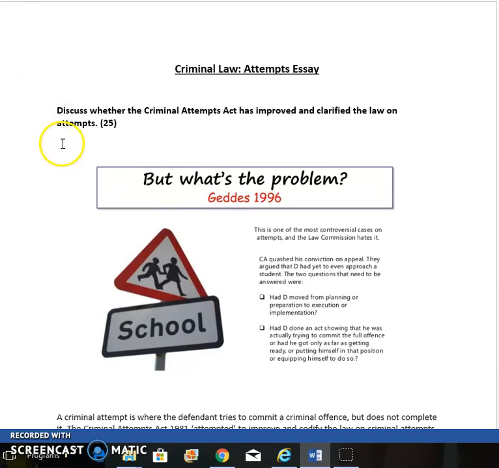The question is, discuss whether the Criminal Attempts Act has improved and clarified the law on attempts. 25 marks, and you would have 45 minutes to answer that question. So in this particular essay, you're going to have to explain what the law on attempts is, AO1, but also to evaluate the law on attempts and whether it is better now than it used to be since we've had the Criminal Attempts Act, and that would be your AO2. You get more marks for your AO2 on these essays than for your AO1.